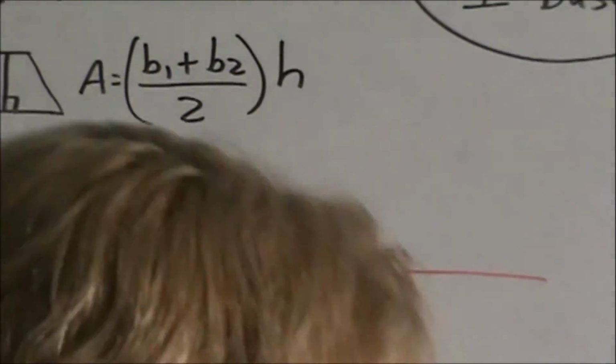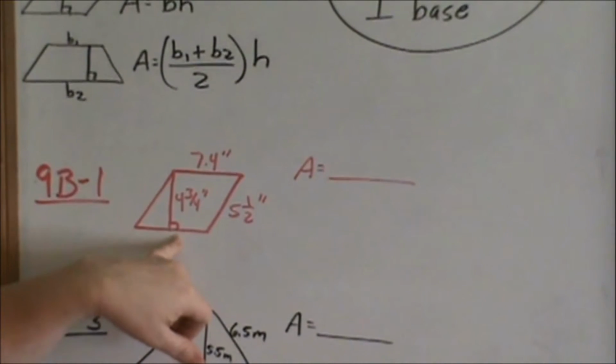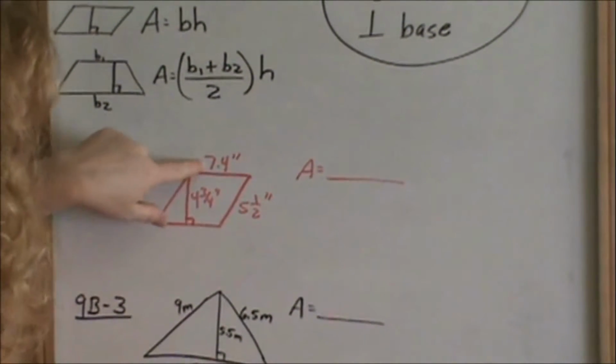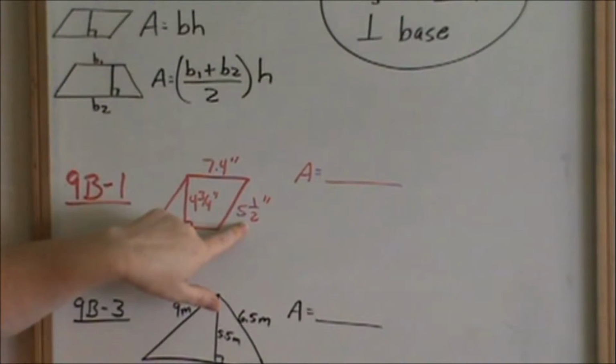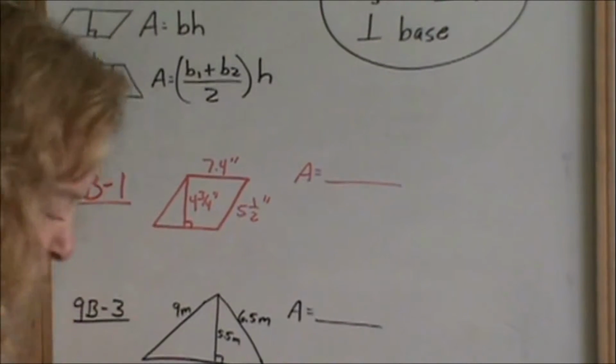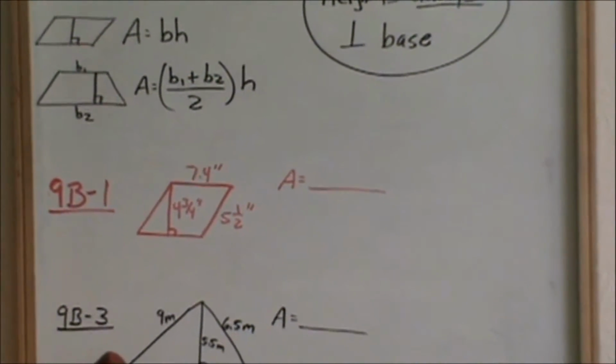Okay, so let's work some problems with area. On 9B1, you have a parallelogram. You are given that this side is 7.4 inches, this side is 5.5 inches, the height is 4 3/4 inches. My recommendation is to turn everything into a decimal.